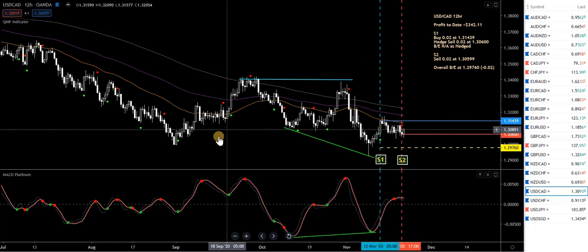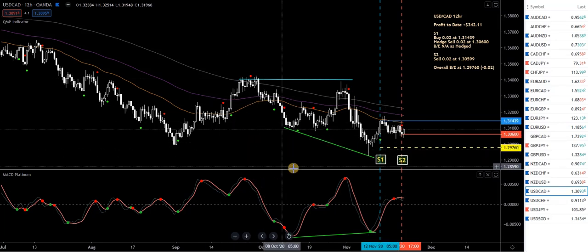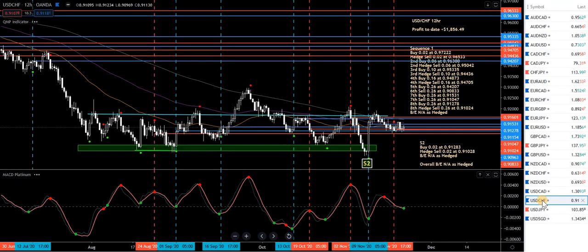I don't mind trading on the 12-hour chart. It's the daily chart that gives me grief. 12 hours not too bad. USD Swiss franc, like the daily, it gives me grief on the 12-hour.